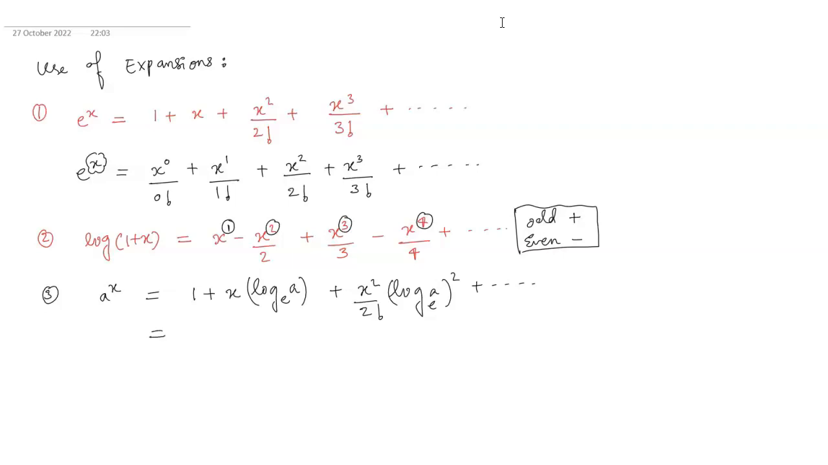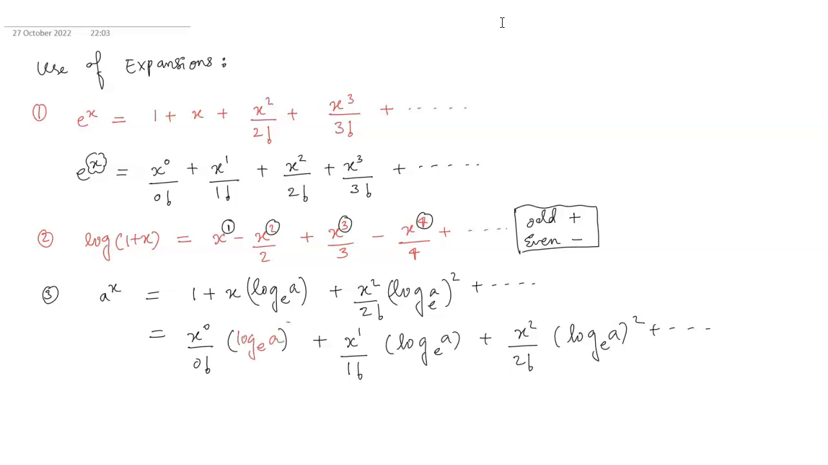Again I can write this 1 as x to the power 0 by 0 factorial, right? And I'm writing something here in the bracket, I will explain it later. Again I can write x to the power 1 by 1 factorial and then log a term, and then again I can write x square by 2 factorial, then log a term whole square and so on. Now I am introducing this log term here also, but power I am putting 0. So now you can easily identify the difference between this e to the power x and a to the power x. That log a term is the extra term.